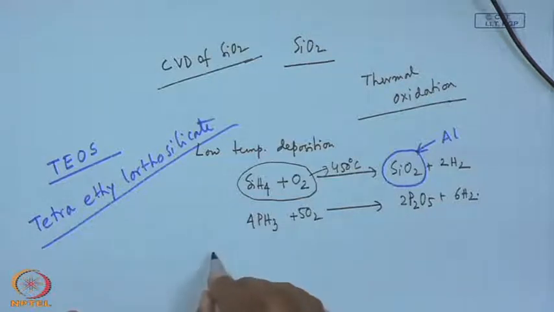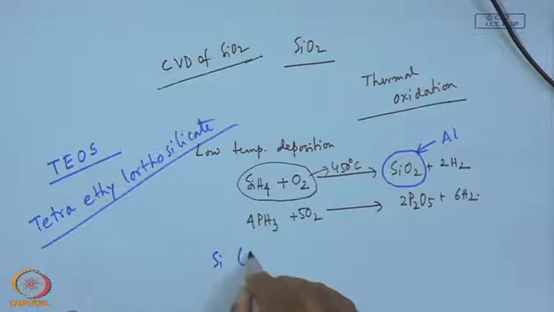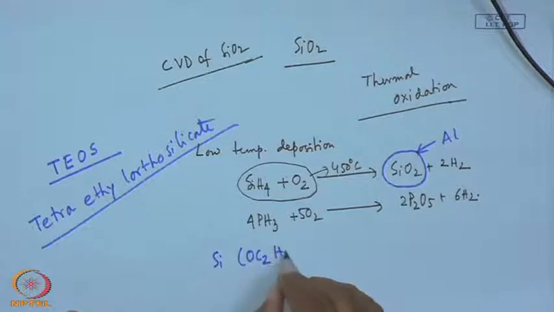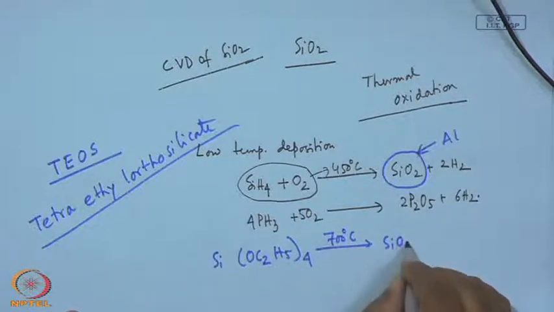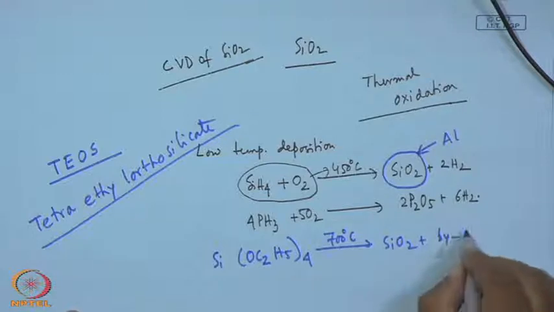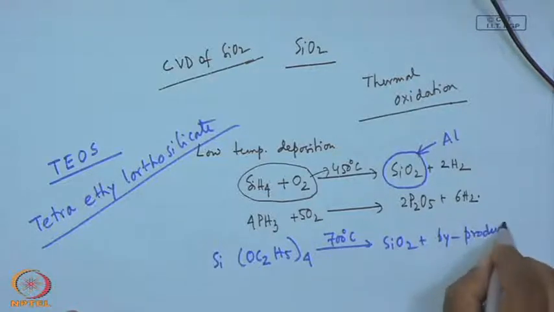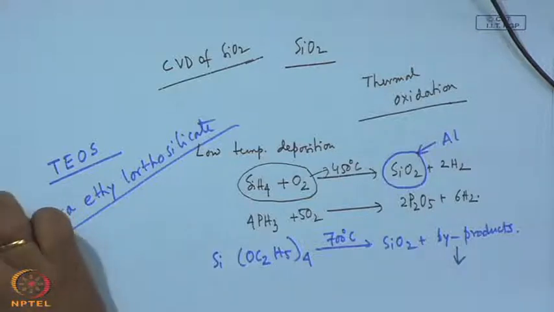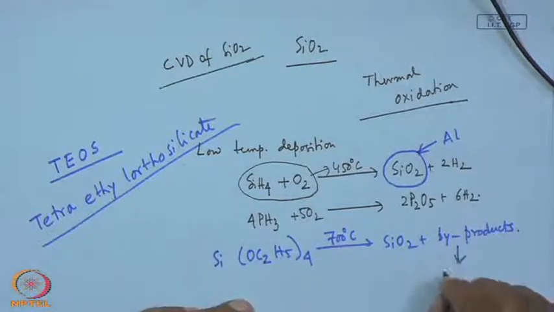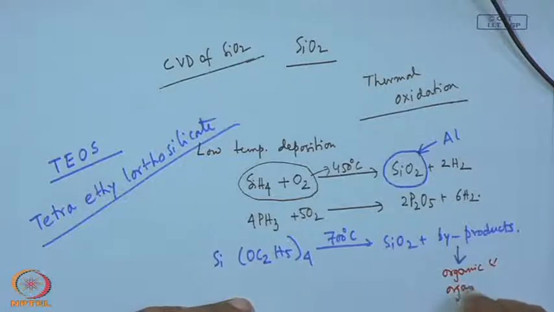So, this TEOS, which chemically can be written as Si(OC2H5)4, is made to decompose at 700 degrees centigrade to obtain SiO2 plus some byproducts. What are these byproducts? These byproducts are basically a mixture of organics and organosilicon compounds.